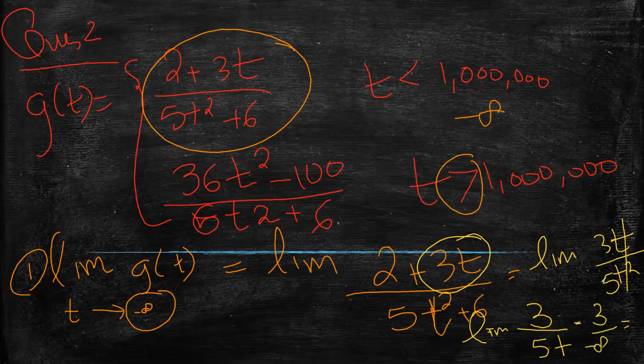3 over negative infinity is 0. Thank you, Tala. Here the answer now is 0.